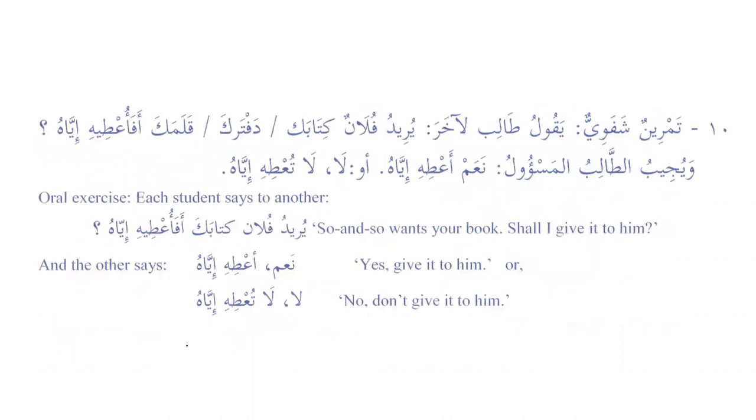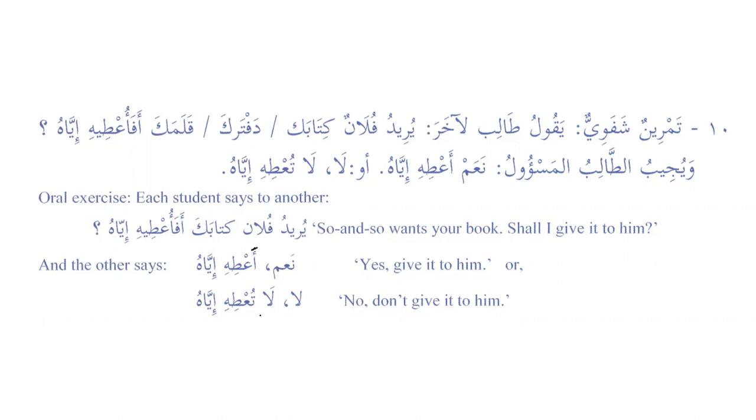And here we have some speaking, tamrinun shafawiyun, oral exercise. يقول الطالب الآخر, the other student says, يريد فلان كتابك أو دفترك أو قلمك أفأعطيه إياه. So he says, so and so wants your book, shall I give it to him? And you say نعم أعطيه إياه, give it to him. And you say لا تعطيه إياه, don't give it to him. Here we have أعطيه and here we have تعطيه.